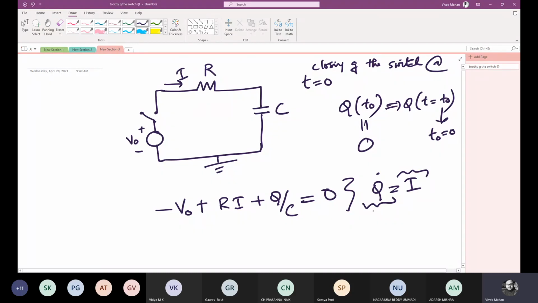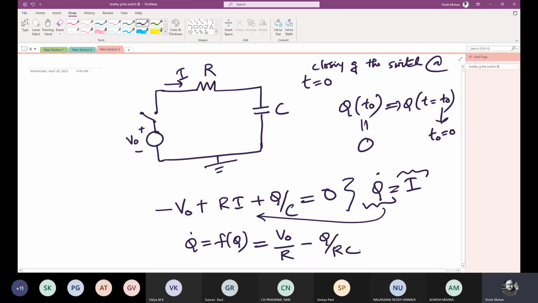Now, if you substitute this q dot equals I in this equation, because our characteristic variable is q, and what we are trying to analyze is the sketch of the trajectory of q, we want to represent everything in terms of q. So this equation can be rewritten as q dot equals f of q equals V naught by R, dividing throughout by R, minus q by RC.